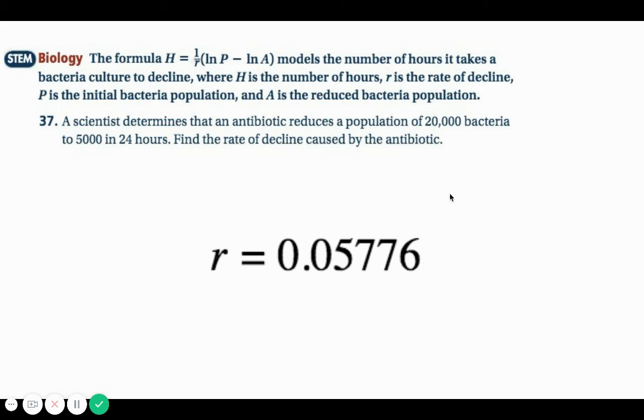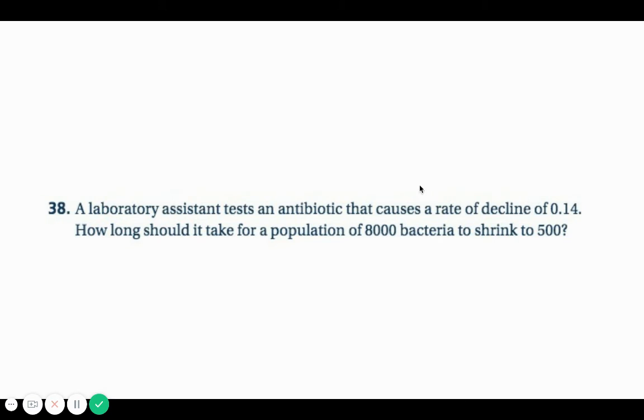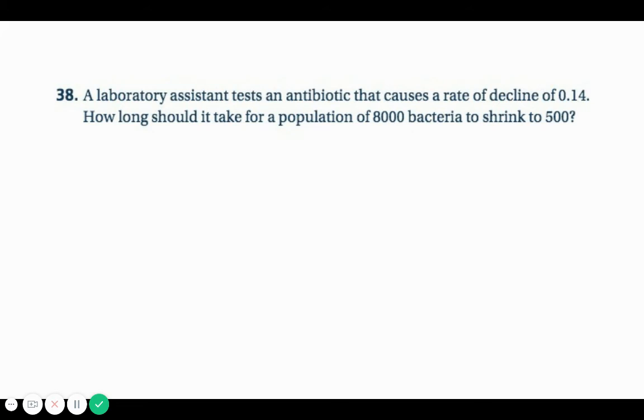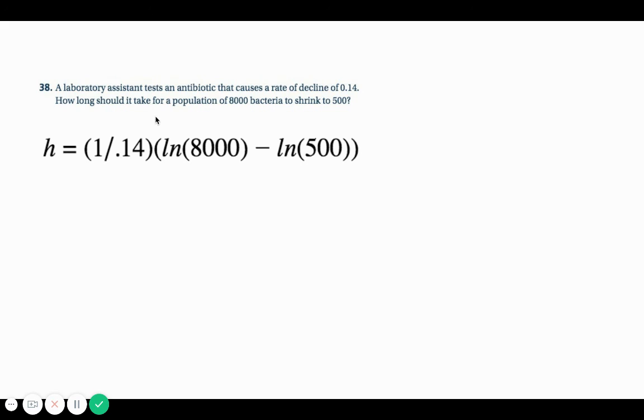So hopefully you understood that. Now we're going to move on to a different question. A laboratory assistant tests an antibiotic that causes a rate of decline of 0.14. How long should it take for a population of 8,000 bacteria to shrink to 500? So let's look at our variables. R is 0.14. H is what we're trying to find. P is 8,000. And A is 500. So let's plug that into the equation.